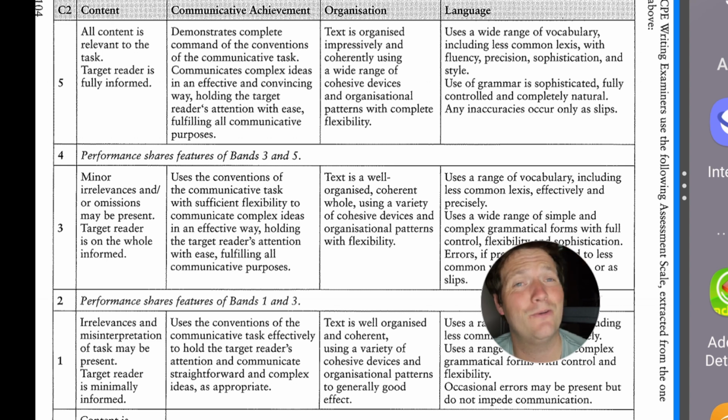Communicative achievement. So top marks demonstrates complete command of the conventions of the communicative task. Communicates complex ideas in an effective and convincing way, holding the target reader's attention with ease, fulfilling all communicative purposes.